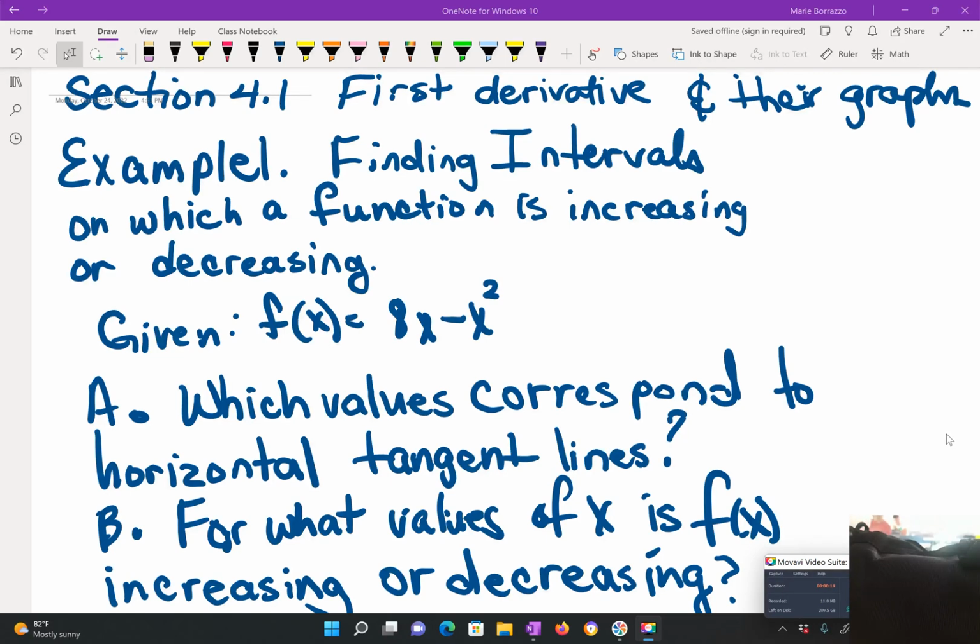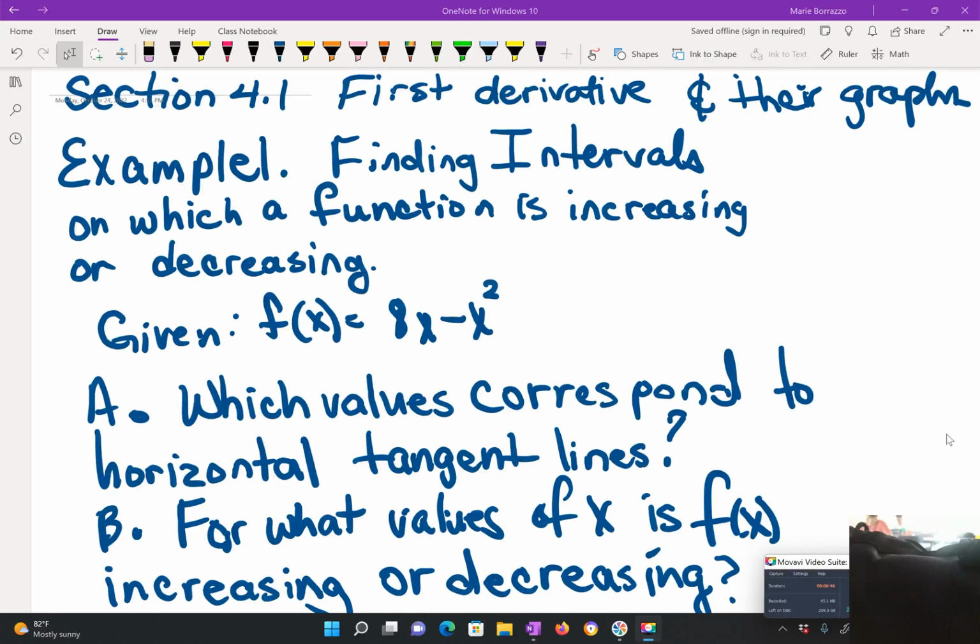This is the essence of what we're doing today, which is section 4.1. We're really looking at just the first derivative and what that graph looks like. And then we're going to talk about finding the partition points. At least that's the first 6 to 7 examples that I hope to cover. If I get beyond that, like I said, super, but I'm more concerned about making sure you understand what's going on and that you feel comfortable with what I'm talking about.